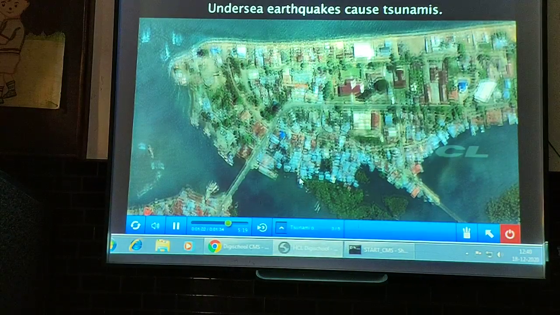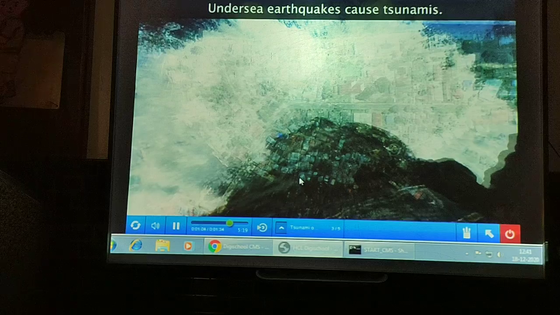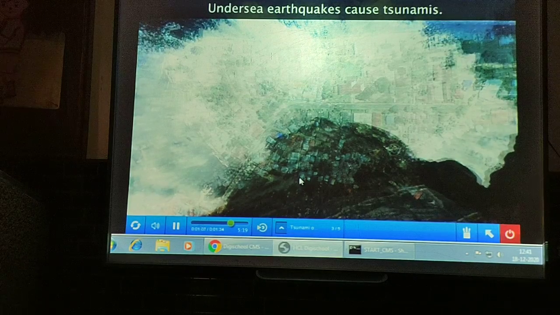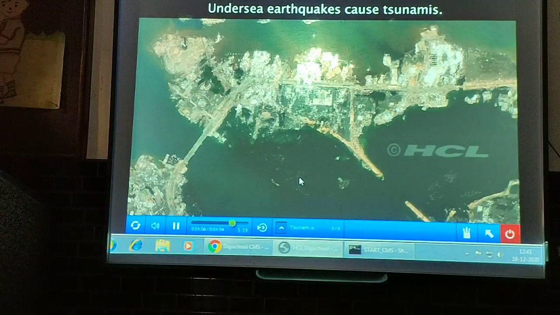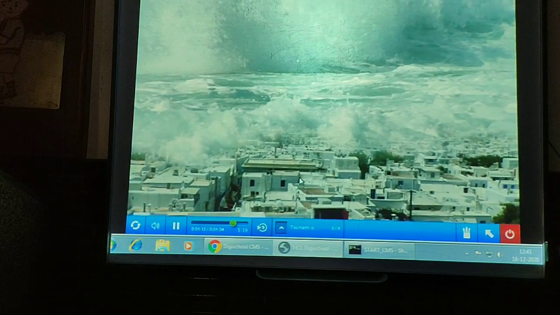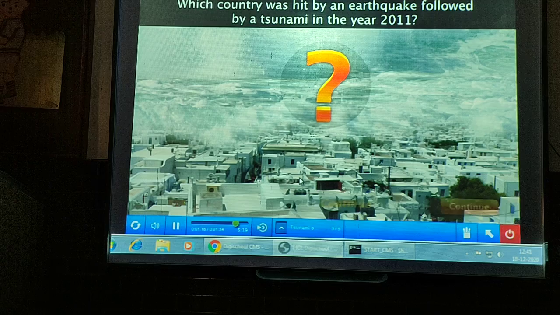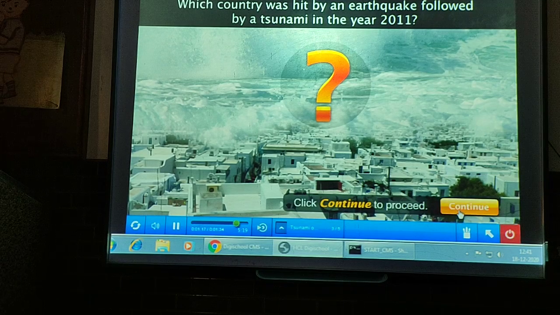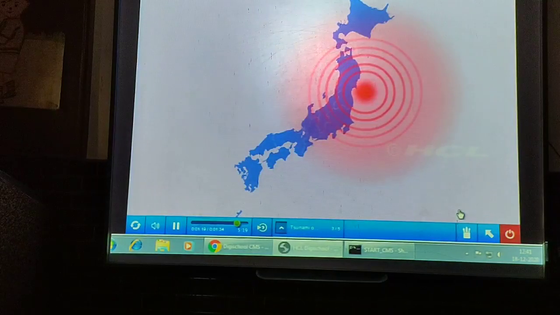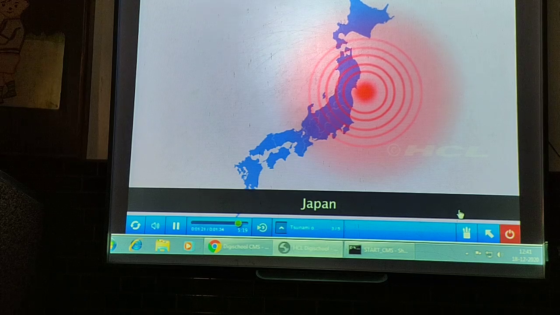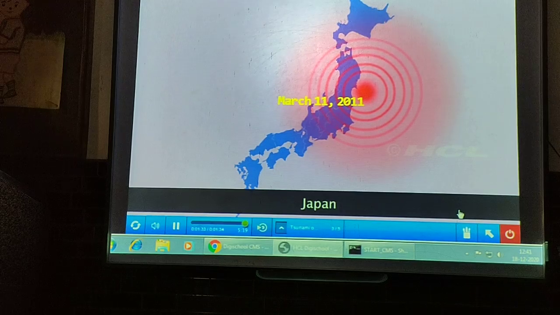The 2004 tsunami was triggered by a high magnitude earthquake that took place under the Indian Ocean. Which country was hit by a tsunami in 2011? The disastrous Japan earthquake that occurred on March 11th, 2011 was followed by a tsunami that had a devastating effect on many coastal areas of the country.